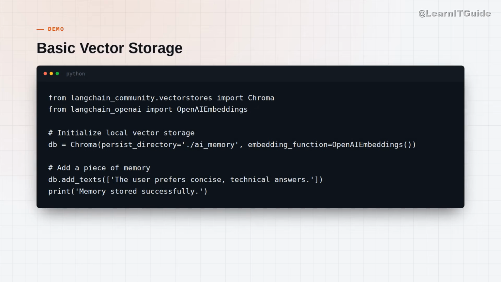Here, we initialize a local ChromaDB instance on line 5, which handles the semantic storage. On line 8, we add a simple text snippet to our memory. When we run this, the system converts that text into a mathematical vector representation. This allows the AI to perform a similarity search later, finding that specific preference whenever it is needed. It is effectively creating a searchable index for your AI's long-term memory.